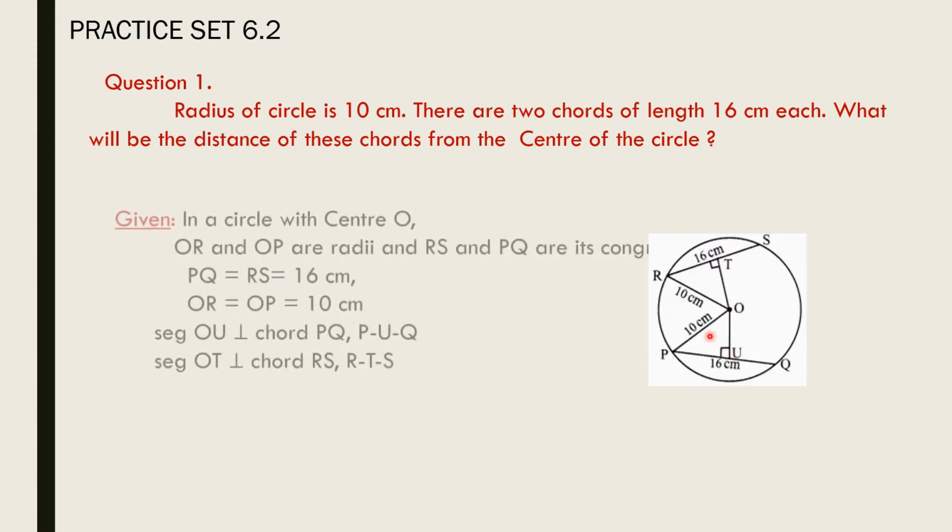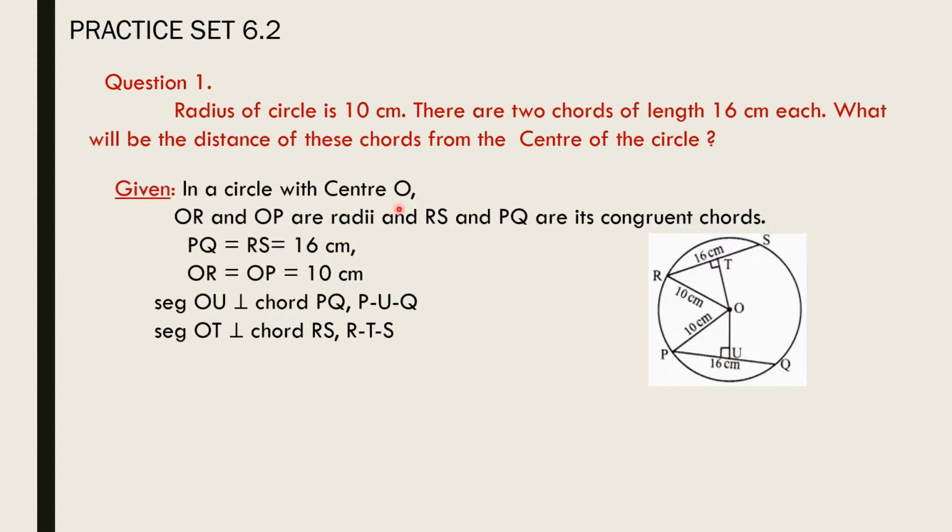First write the given. In a circle with center O, OR and OP are radii and RS and PQ are its congruent chords. PQ is equal to RS is equal to 16 cm and OR is equal to OP is equal to 10 cm. Segment OU is perpendicular to chord PQ, this is P-U-Q, and segment OT is perpendicular to chord RS, this is R-T-S. To find: the distance of the chords from the center of the circle.